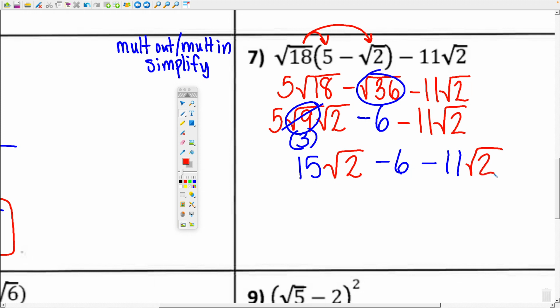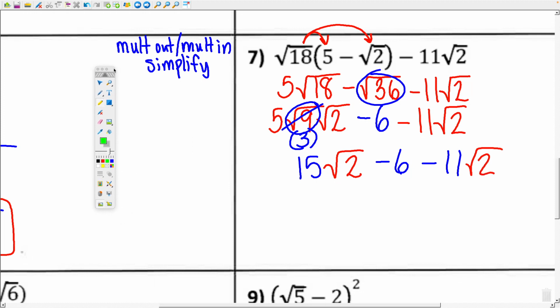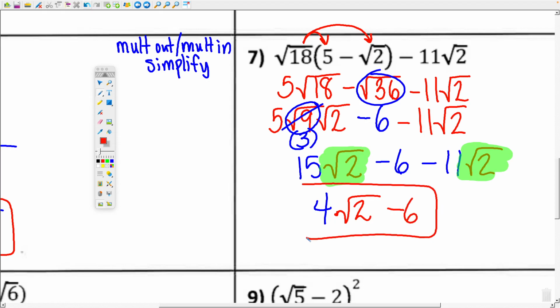We look for like terms, just like I did on the other problem. This has a radical 2, so does this. So that means those are like terms, all right? I say what? 15 minus 11, which gives me 4, and I'm going to leave the radical 2 alone. And what about the 6? Just bring it down. I'm done with number 7.